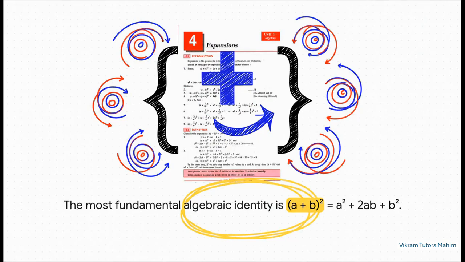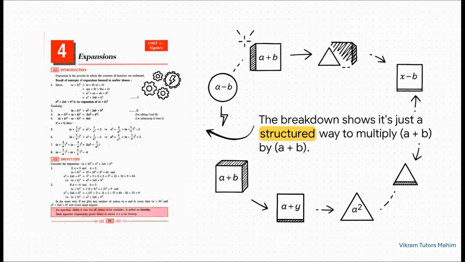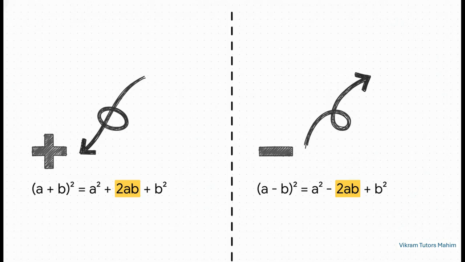All right, let's meet the most common one of all. You've probably seen this guy before. And when you break it down, you realize it's just a really organized way to multiply. Now look closely at these two. They're almost exactly the same, right? Just one tiny sign change.